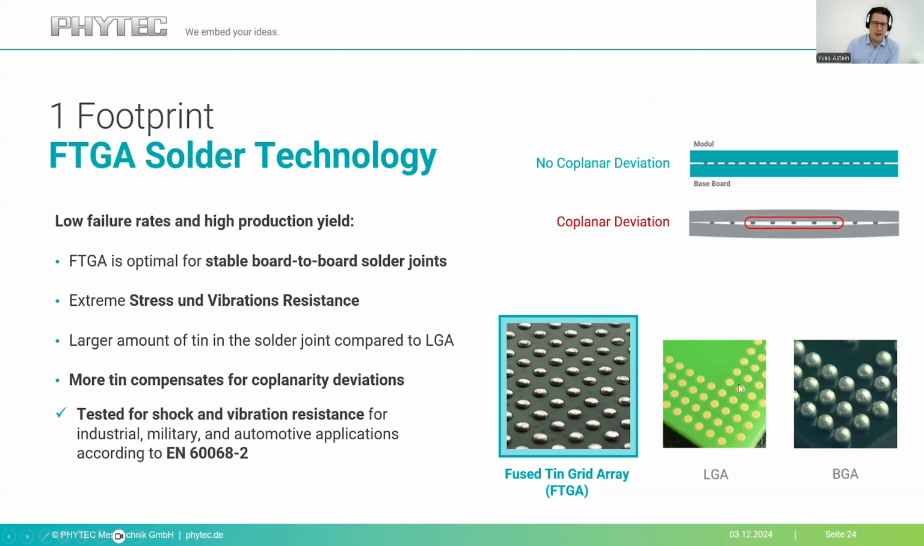Other standards support LGA, where the solder is not pre-soldered onto the connections, and that might cause problems when making the connection and when soldering. So we actually did vibration tests together with our anchor joints that I explained, and these pre-soldered FTGA connections. We've done vibration and shock resistance tests according to EN 60068-2, which comes from the automotive area.